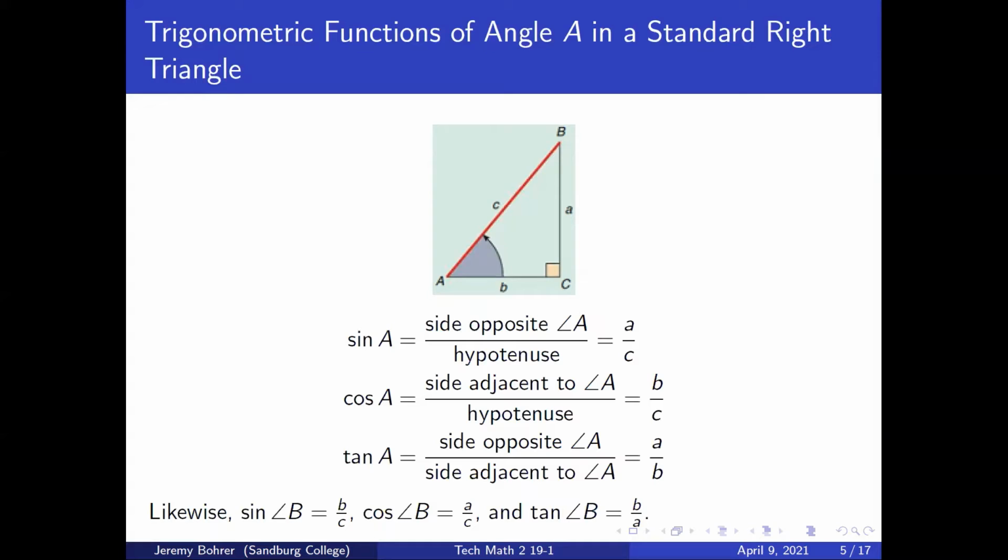Likewise, the sine of angle B is equal to B over C, the cosine of angle B is equal to A over C, and the tangent of angle B is equal to B over A.